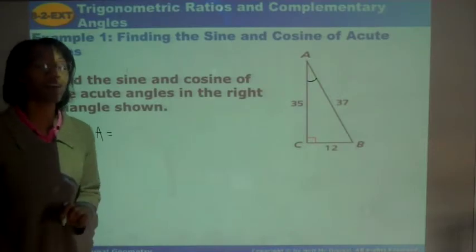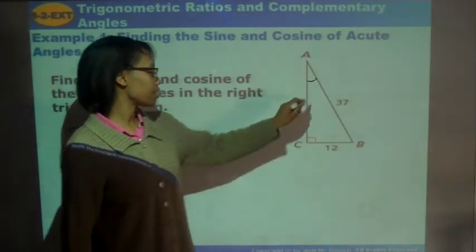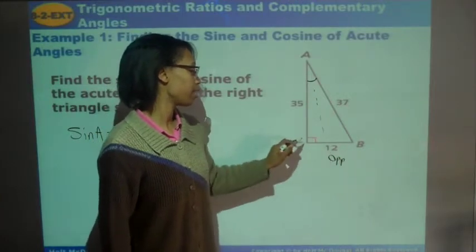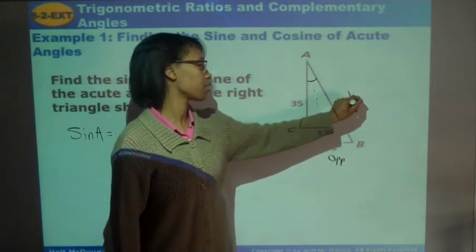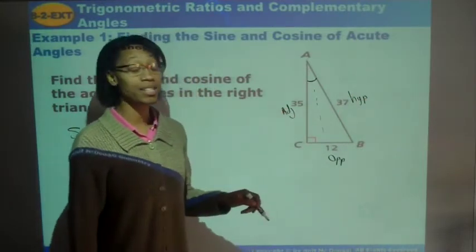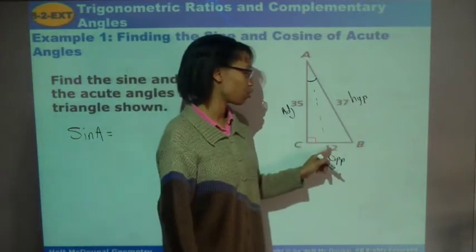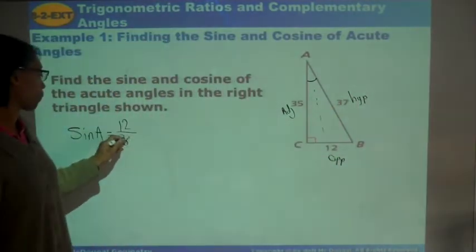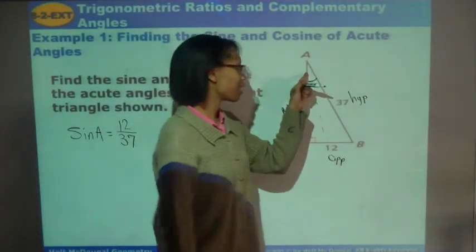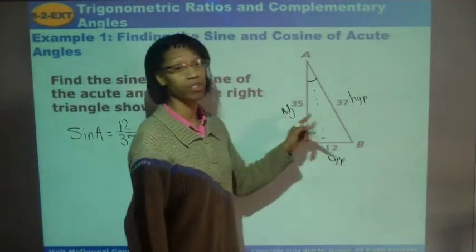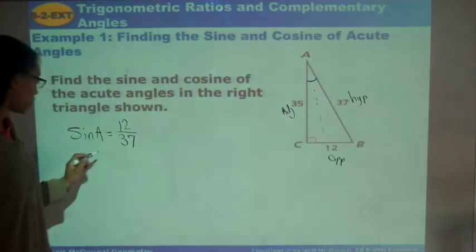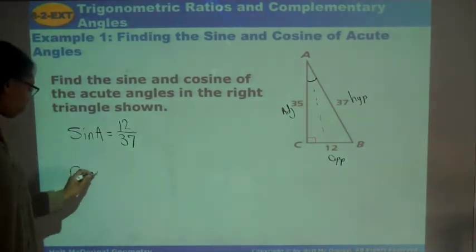If I'm trying to find the sine of angle A, I can see that this would be my opposite side, and here's my hypotenuse and my adjacent. So my sine is opposite over hypotenuse, so 12 over 37. Now let's find the cosine. The cosine of angle A is going to be the adjacent over the hypotenuse. So adjacent over hypotenuse is 35 over 37.